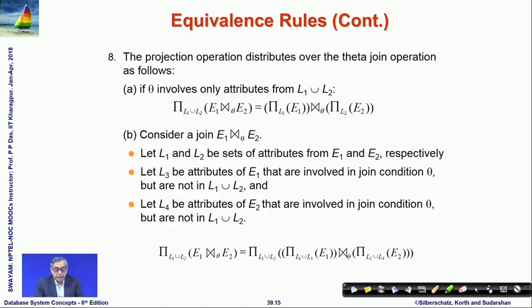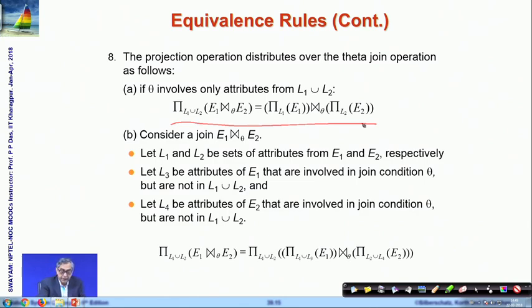The other rules will be in terms of projection. If you have a projection over a theta join like this, then you would be able to break it down over two separate projections and their theta join. And in case you have a theta join of E1 and E2 based on theta, and L1 and L2 are the attributes of these two relations.